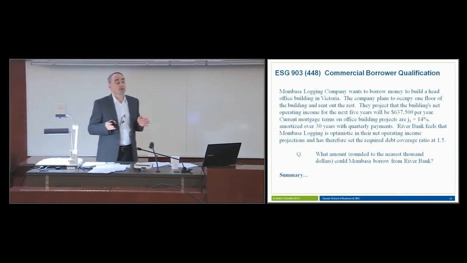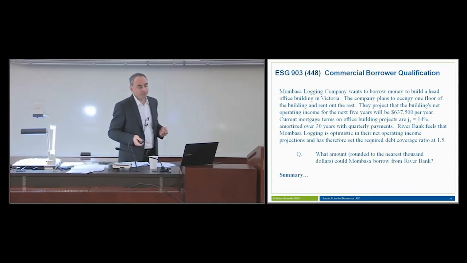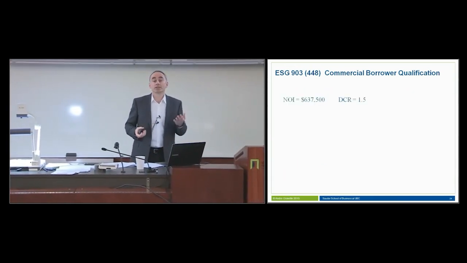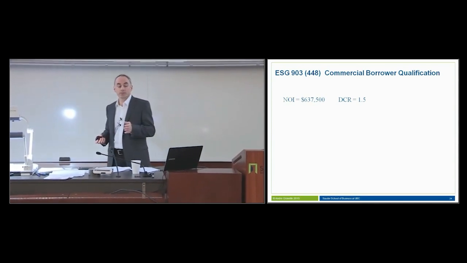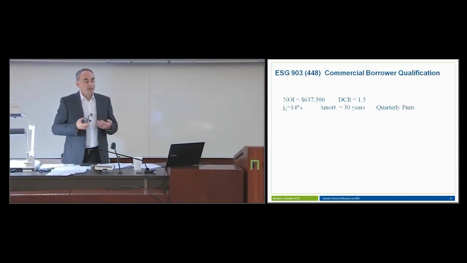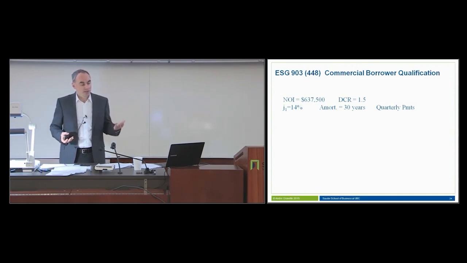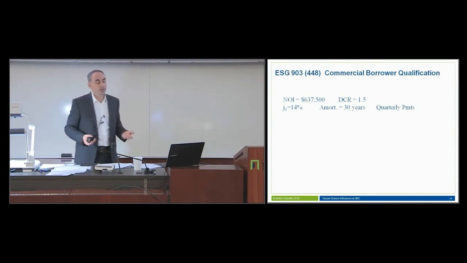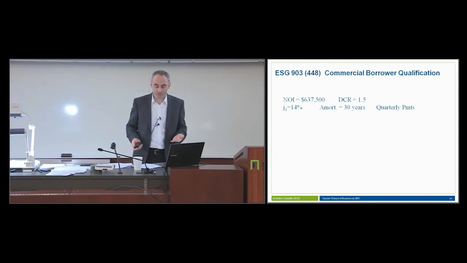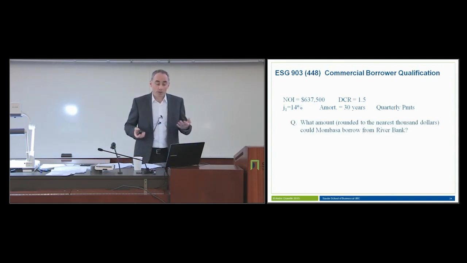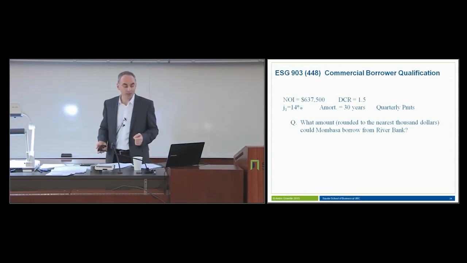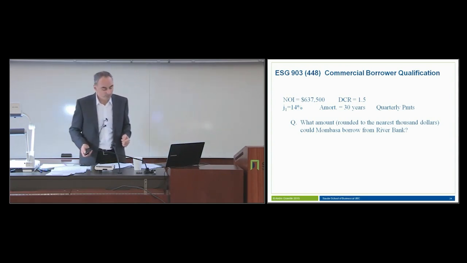Well, let's solve this question and we'll work through it. So we'll first do the summary. In the summary, we've got a net operating income of $637,500, a debt coverage ratio of 1.5. The mortgage information is a loan of J1, 14%, amortized over 30 years with quarterly payments. The question was, what amount, rounded to the nearest $1,000, could Mombasa borrow from Riverbank?